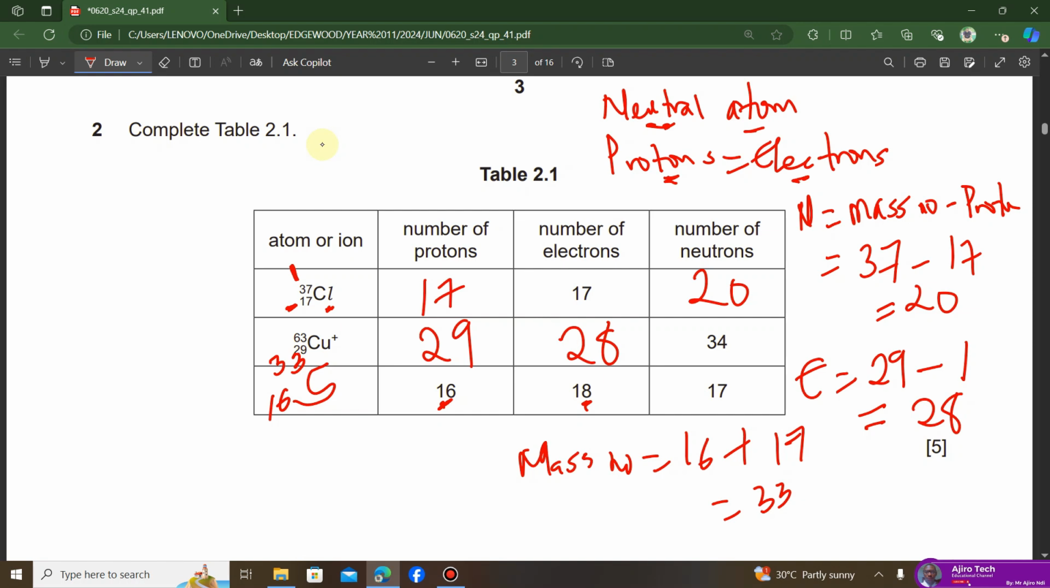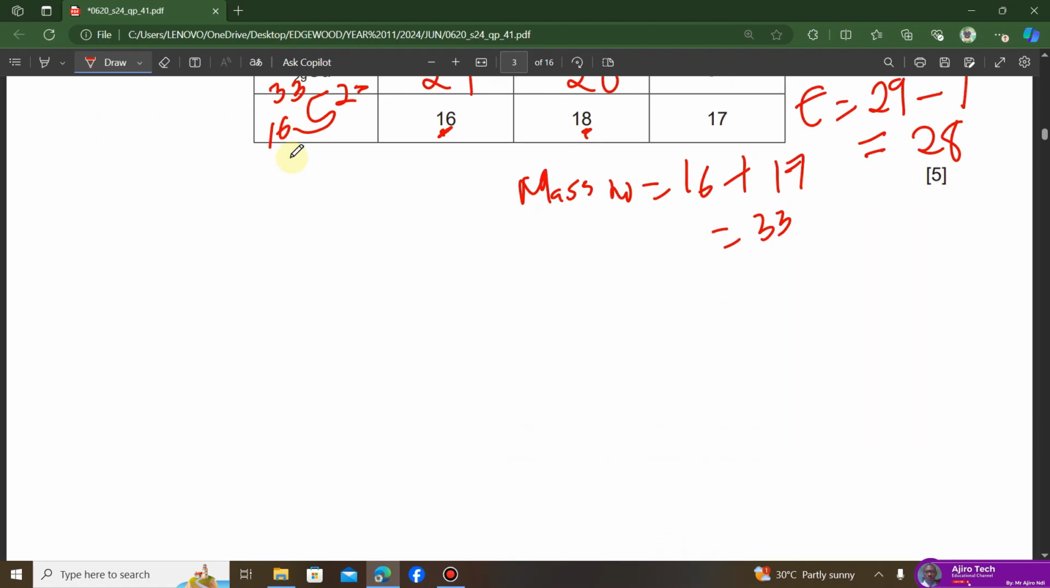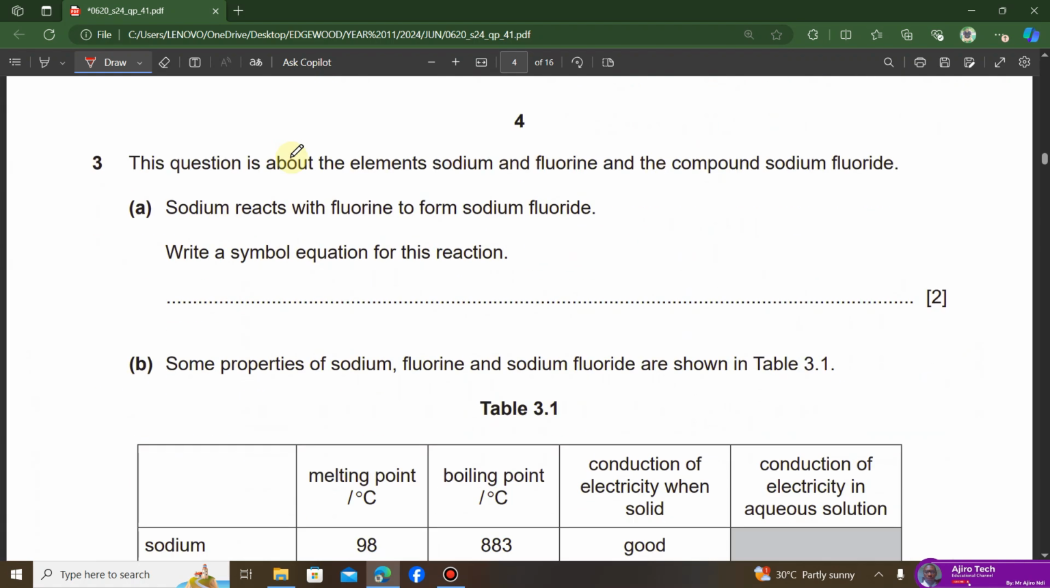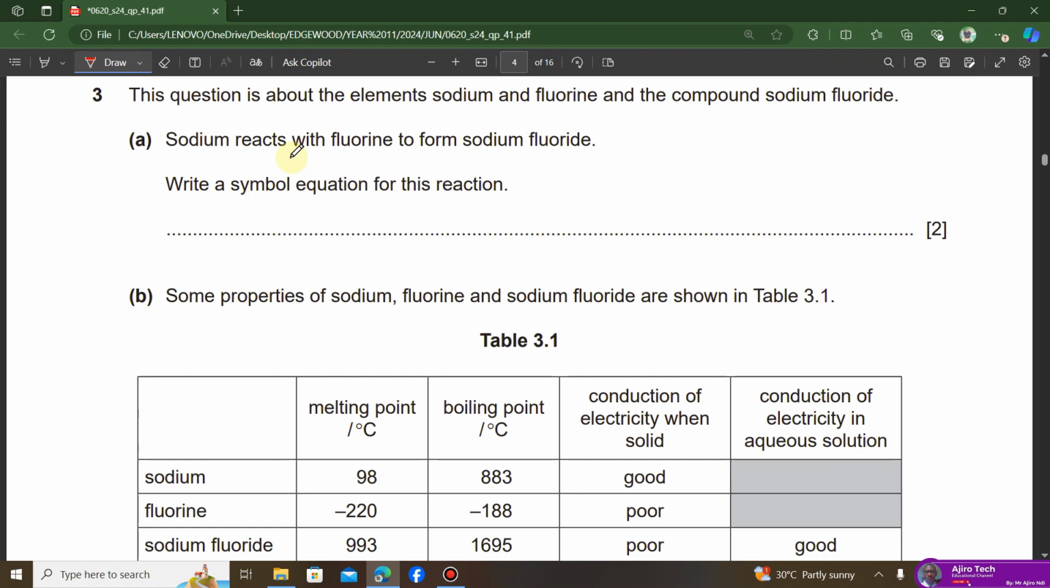So that should tell you that the sulfur has gained 2 electrons. Okay, it has gained 2 electrons. So for it to have gained 2 electrons, it becomes 2 minus. So it's S2 minus. And that's as easy as that gets. So these questions are quite easy for you to easily excel. Okay, this is question 3.